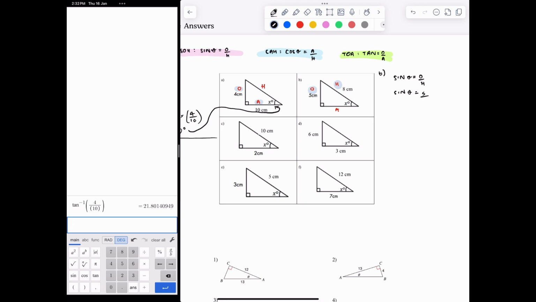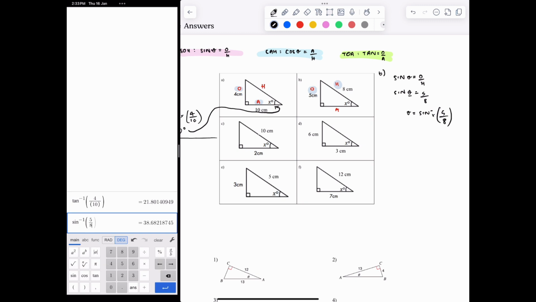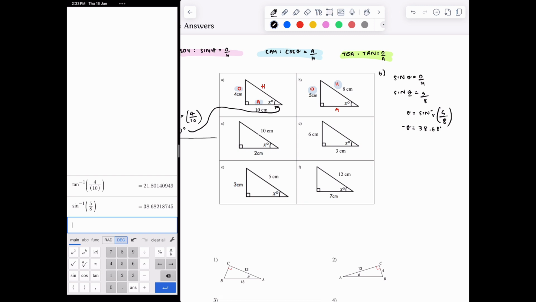Plug in the values. And now we need to rearrange to find that angle. So it's going to be inverse sine times, I'll fix that up now actually, inverse sine times 5 over 8. And when we plug that into our calculator, we will be getting 38.68 degrees. Don't forget the degrees. And that is our answer.